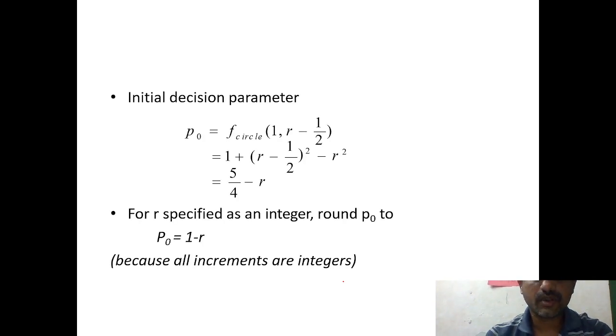The initial decision parameter p naught equal to f circle of 1 comma r minus 1 by 2, that is 1 plus r minus 1 by 2 whole square minus r square, which is 5 by 4 minus r. For r specified as an integer, round p naught to 1 minus r, because all the increments are integers. In that way, we can assign p naught equal to 1 minus r, because all the values are increment values.